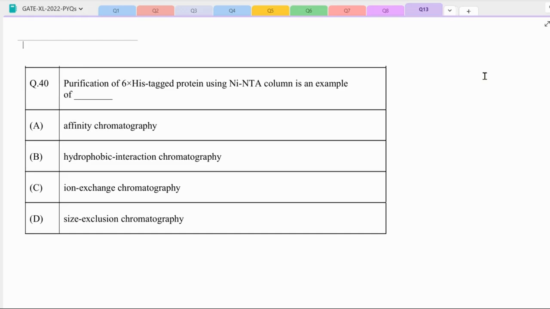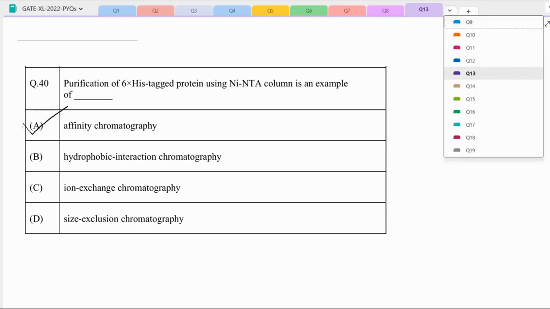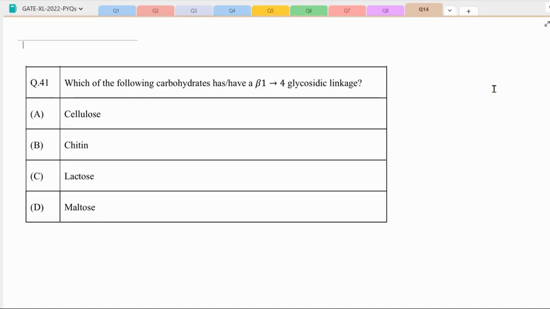Purification of 6X histag protein using Ni-NTA column is a very direct question; it is an example of affinity chromatography. Proteins that have a 6X histag are retained by affinity chromatography with the Ni-NTA column, and then a different elution buffer has to be added to elute the protein of interest that has the 6X histag. It all comes with recombinant DNA technology to produce the protein of interest with 6X histag. Moving on to the next question.